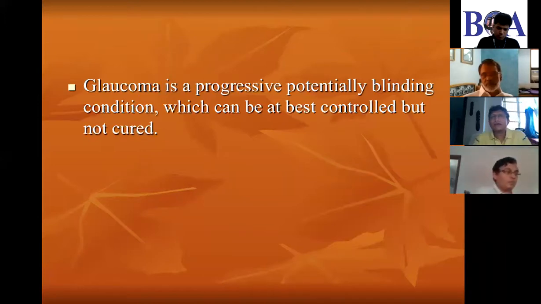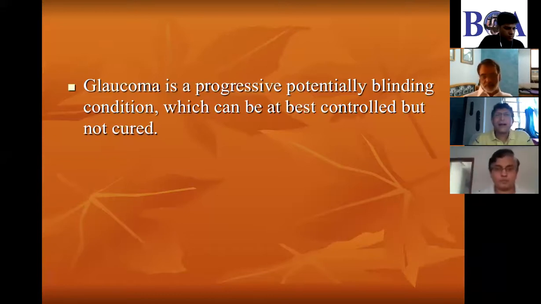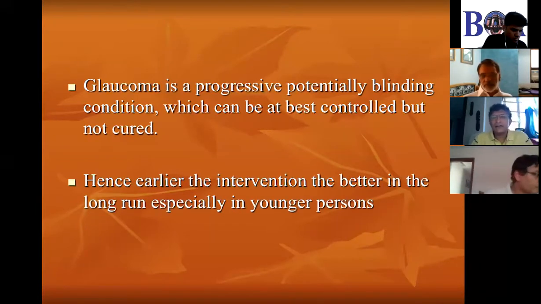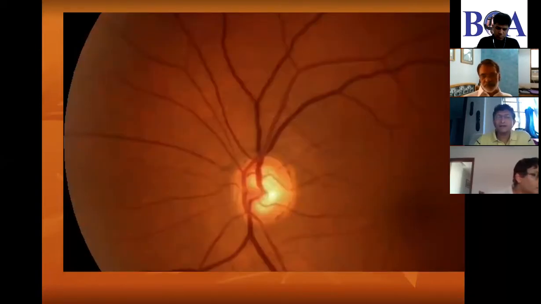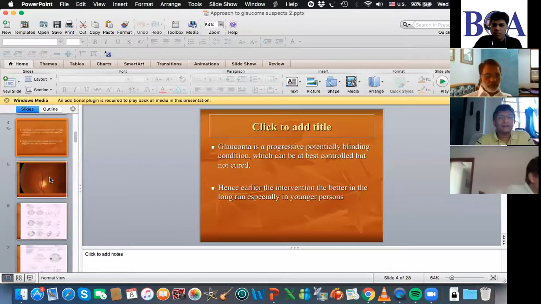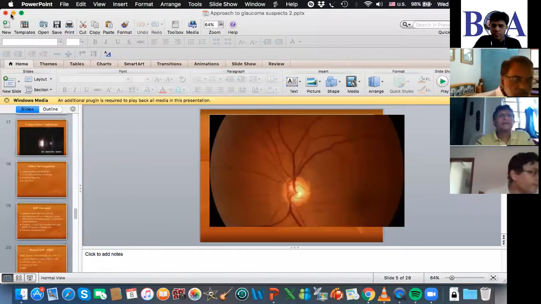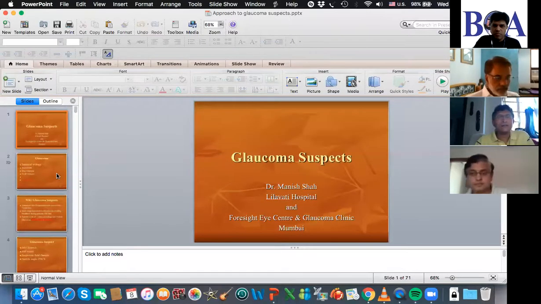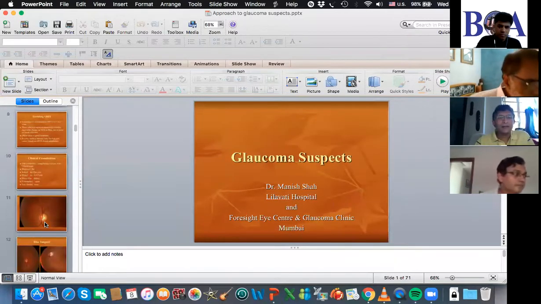Because it is a progressively blinding condition which can best be controlled but not cured, and earlier intervention tends to give a better result, especially the younger the patient, the earlier intervention is highly recommended. Because of this, when we see patients, we always keep on evaluating, and we are always having a high degree of suspicion. Something has gone wrong. So we have a high degree of suspicion, and we keep on trying to find out.